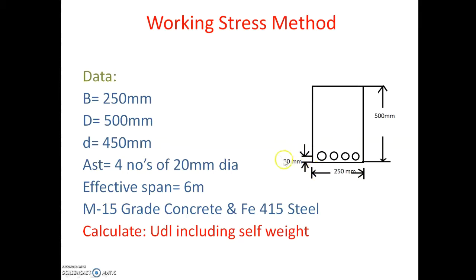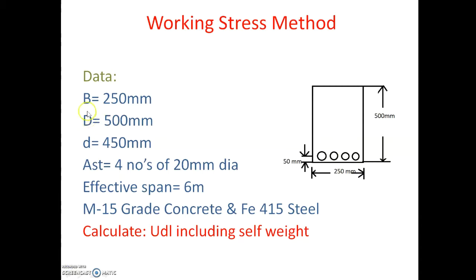Here, the effective cover is given. Effective cover means from center of the reinforcement bar to the bottom of the beam. That particular distance is called effective cover. Clear cover means from the bottom of the bar to the bottom of the beam.